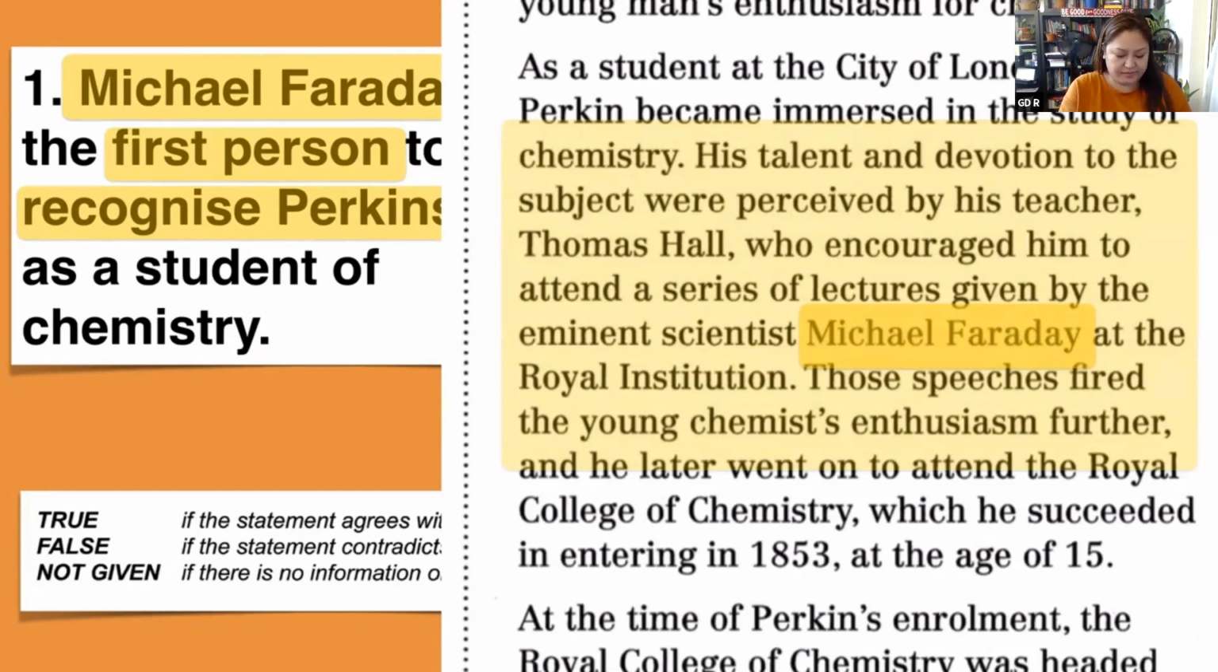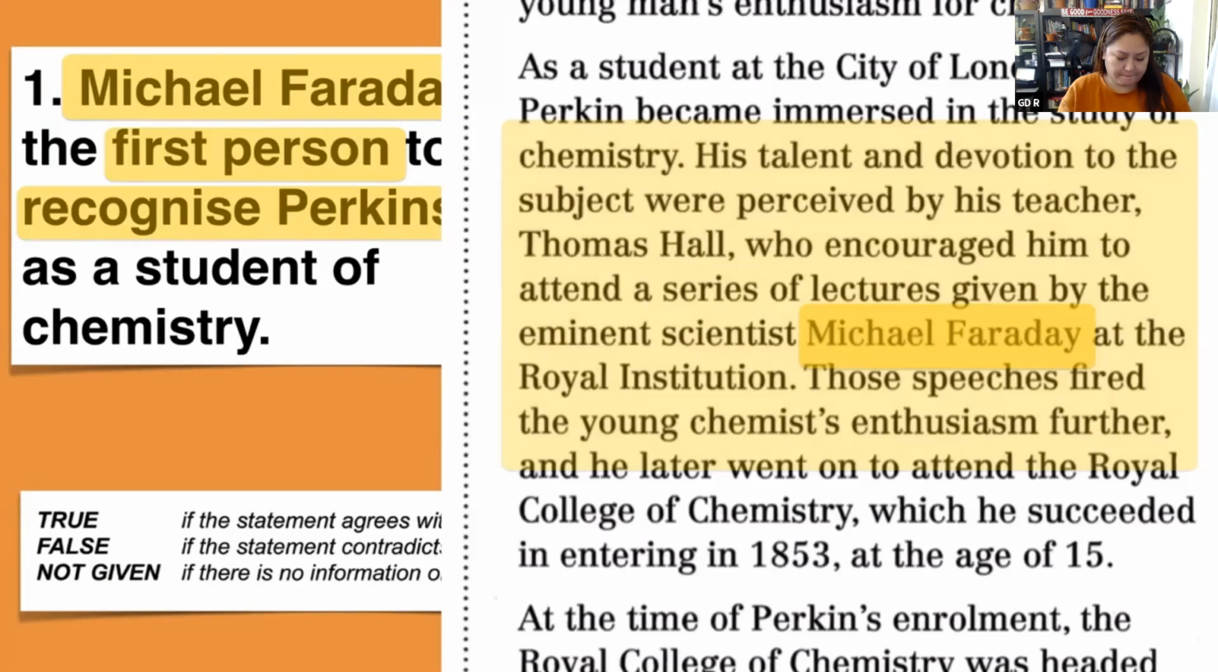But so maybe it's not given. But before we write down not given, let's look above: Michael Faraday, his talent and devotion. Now talent is a synonym of ability. His ability, his talent and devotion to the subject were perceived, a synonym of recognised, by his teacher Thomas Hall. So Thomas Hall was the first person to recognise Perkins' ability because he perceived Perkins' talent.